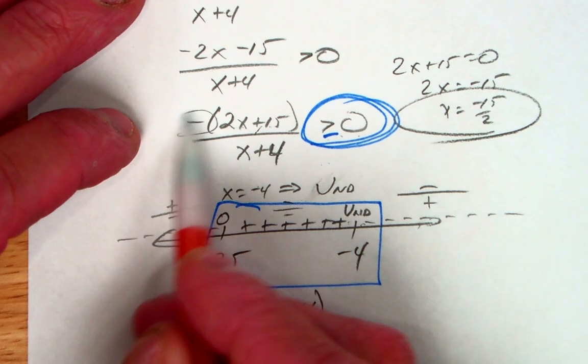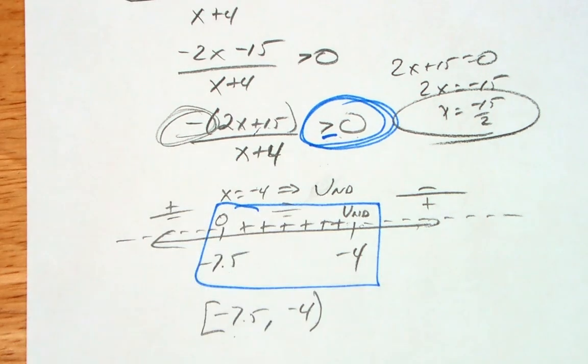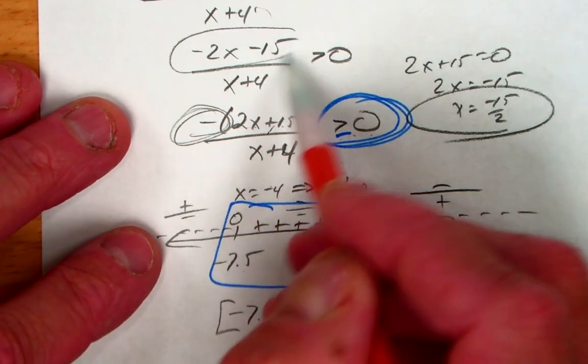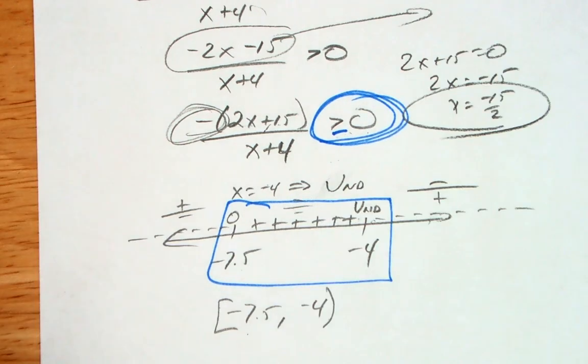I don't really care about anything else because I just want to know what's going to make the top 0. And the only way the top's going to be 0 is if what's inside the parentheses is 0. I could have done that up here too. I could have set that equal to 0 and solved. Okay?